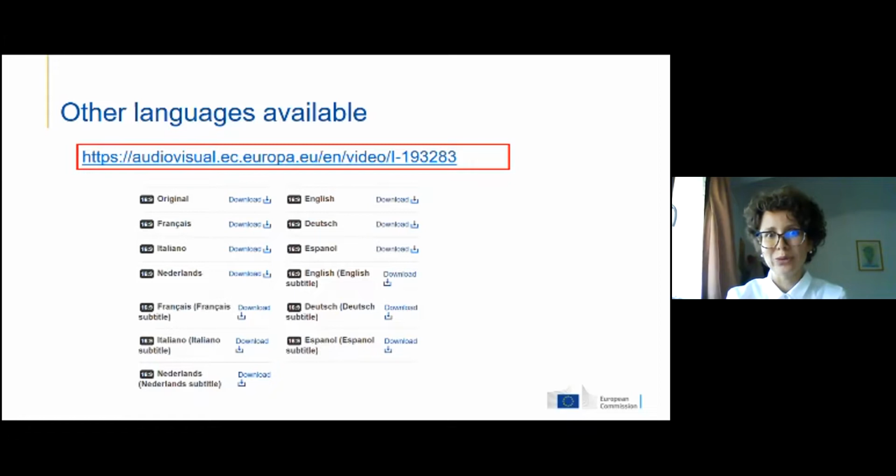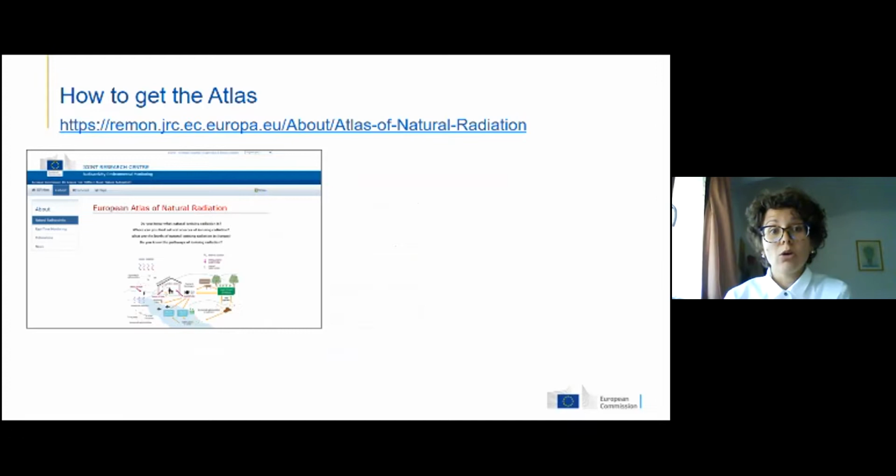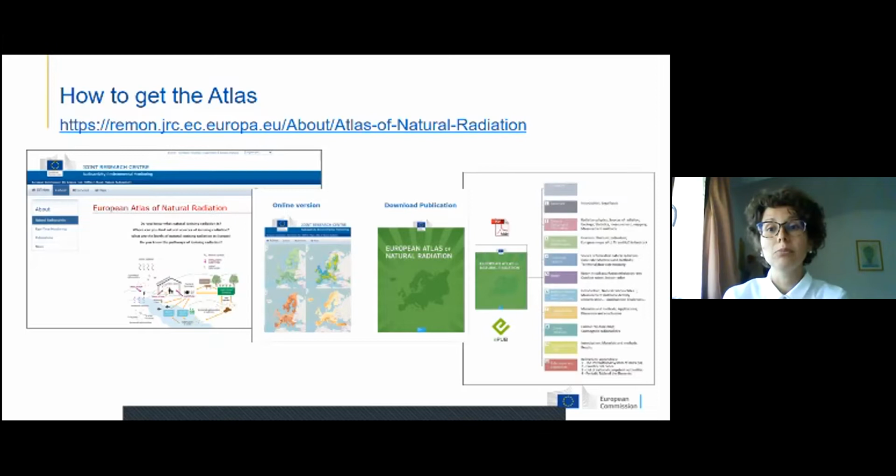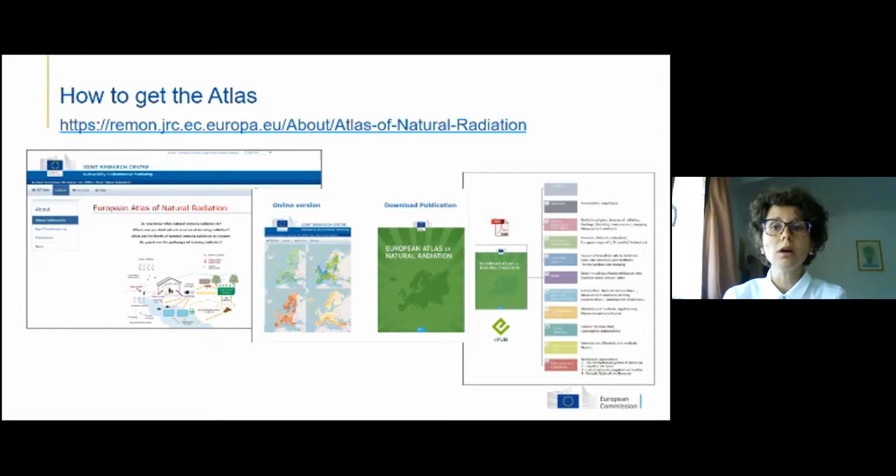You can find how to get the Atlas. You can find all the information at the Radon website, where you can explore the online version and download the publication. The publication you can download in PDF or EPUB, the full book, or you can download each chapter separately. Moreover, you can order a paper copy free through the e-bookshop at this link.